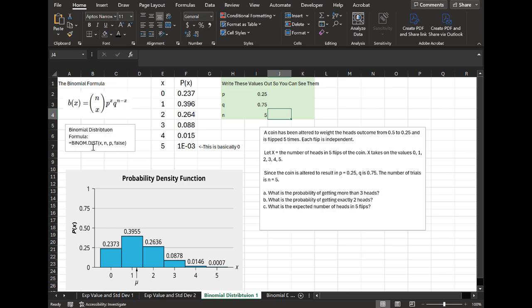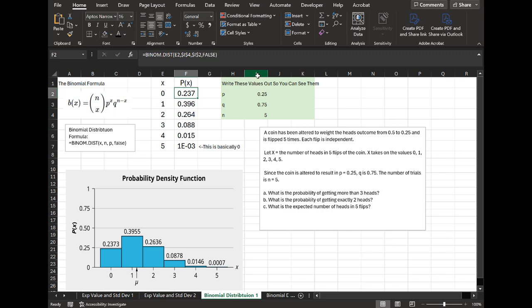And so it has a binomial distribution formula, namely Binom.DIST. The things that you're going to input for the prompts are what X value you're interested in, your N trials, what your success P is, and then you always end this with false. Just always end it with false when you're making your PDF table. I'll just say that for now.